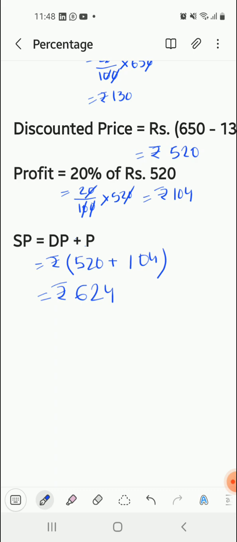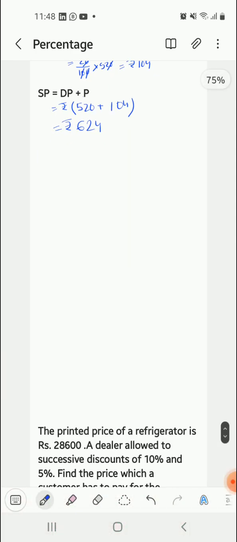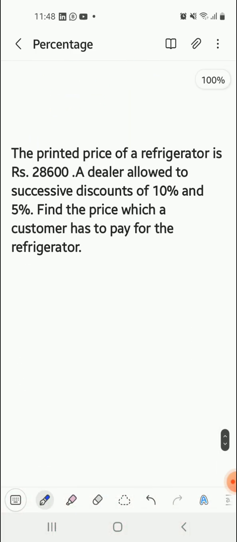Moving on to the next question. The printed price of a refrigerator is 28,600. A dealer allowed two successive discounts of 10% and 5%. Find the price which a customer has to pay for the refrigerator. Over here, what does this successive discount mean? That back to back two discounts are made on 28,600.